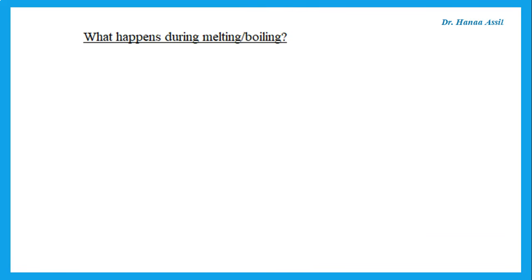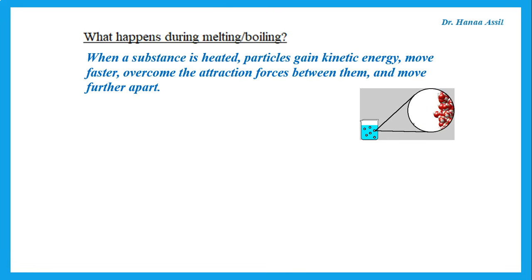Now, when he asks what happens during melting or what happens during boiling, remember, for something to melt or to boil, we need to heat it. So what is happening when we heat these particles? If he says what's happening during melting or what is happening during boiling, well, the substance is heated. So what happens? Particles gain kinetic energy, move faster, overcome the attraction forces between them, and move further apart. That's how we explain what is happening during melting or during boiling.